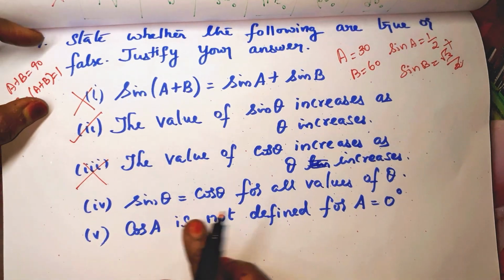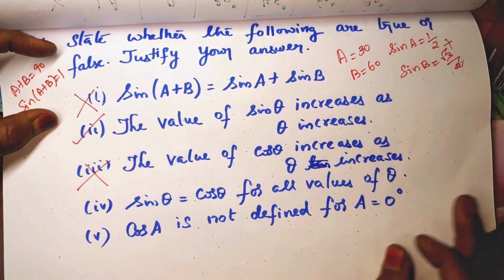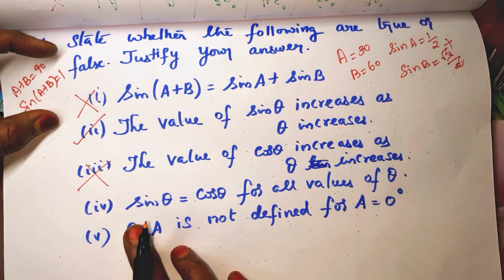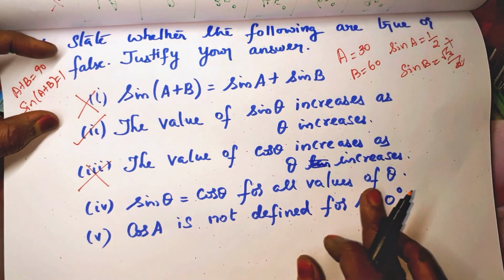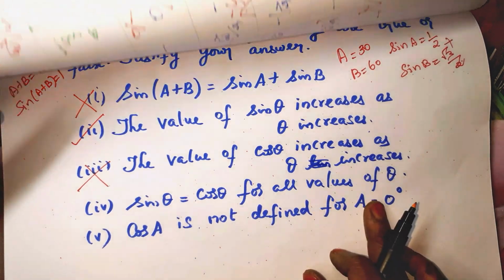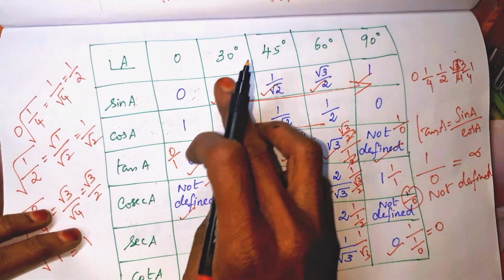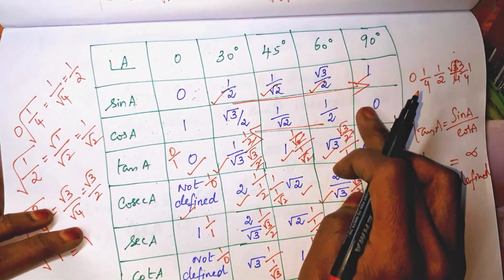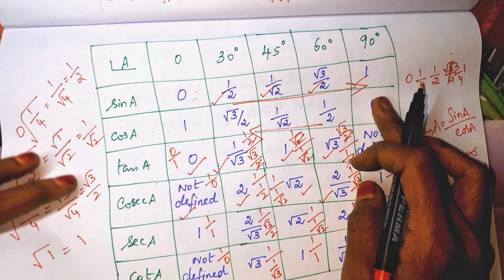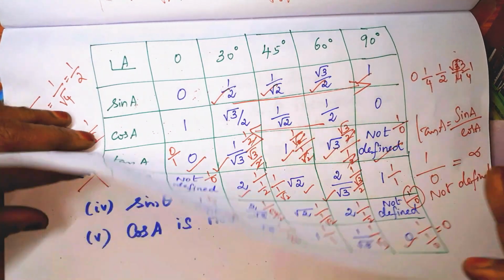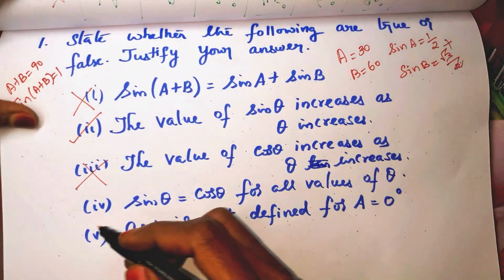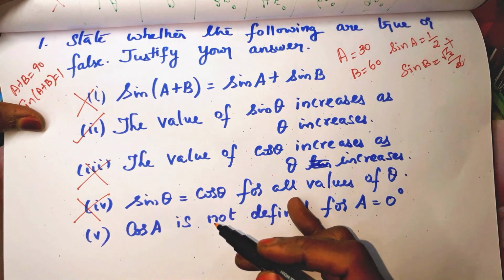The fourth one is: sine theta and cos theta are equal for all values of theta. Is it true? No. See these values. All the values are different. So no way sine theta and cos theta are equal. So this is not true.